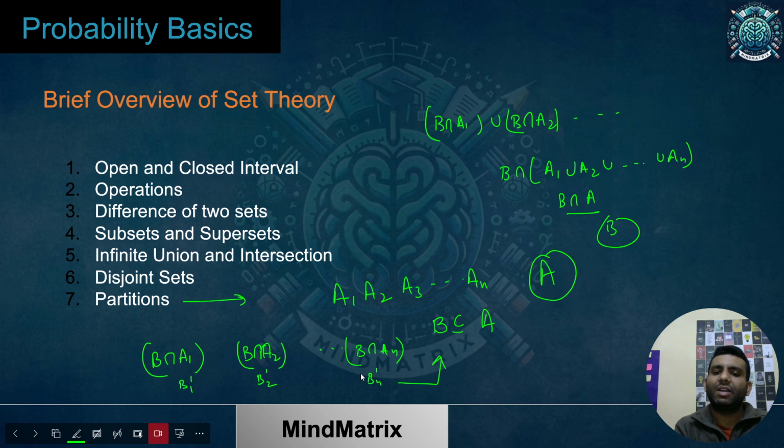I hope this is clear. A brief idea of how we can create a partition of a subset if we have a partition of an already existing bigger set. Okay, I hope this is clear.